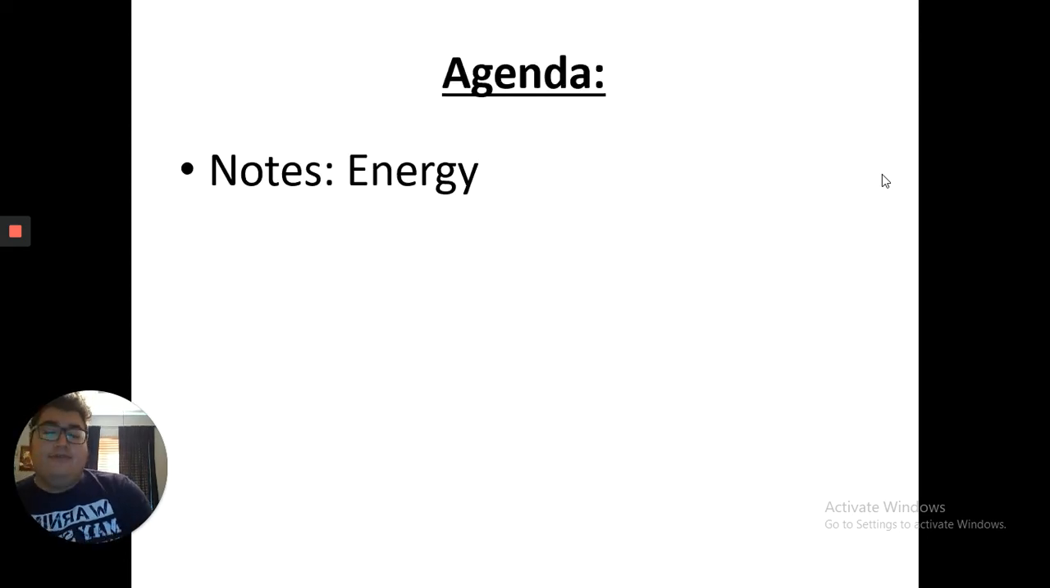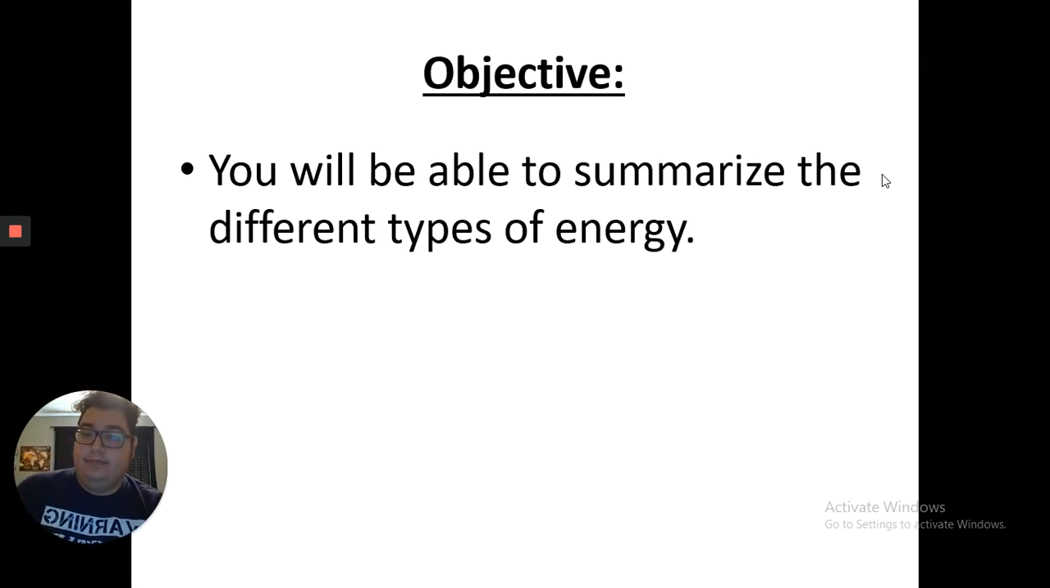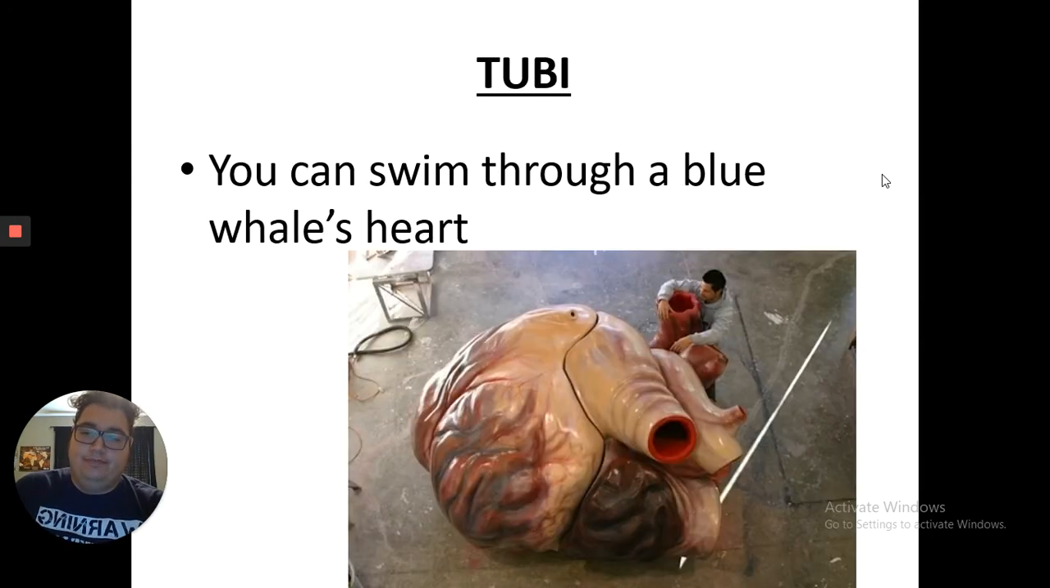So, today for development, energy. Energy is super important for how we view how developed the country is, how we use our energy, where do we get our energy from. And so you should be able to summarize the different types of energy and how countries use them.